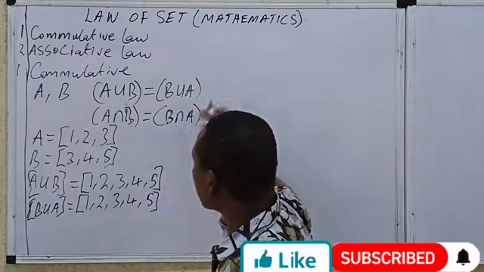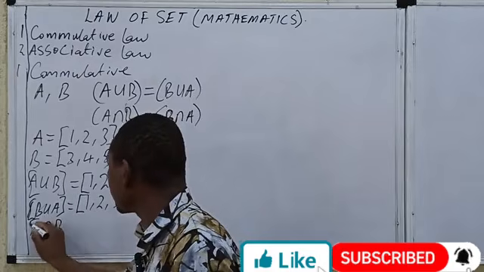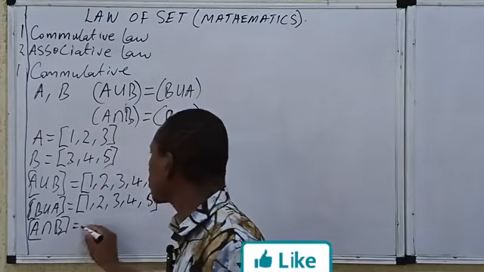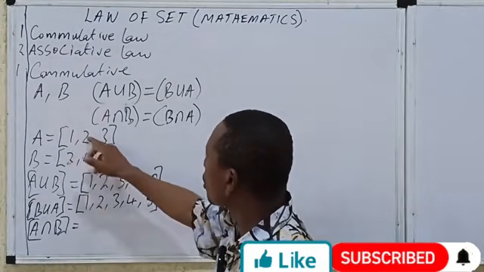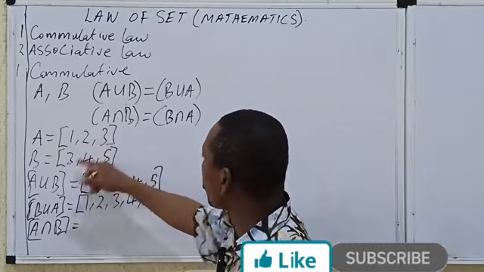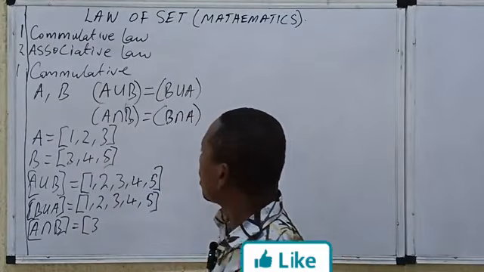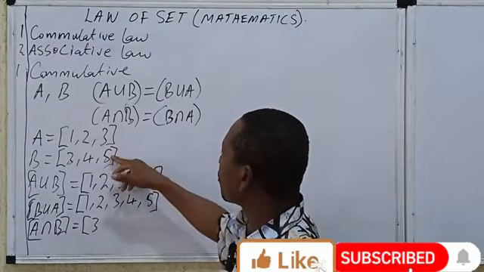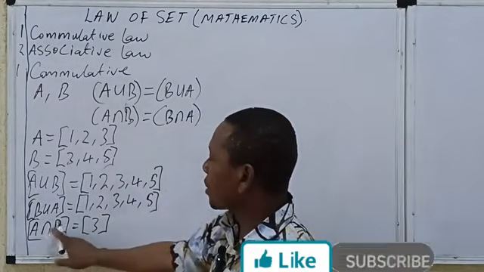So let's try for this. A intersection B. Intersection means what is common to both of them. Is 1 common to both of them? No. Is 2 common to both of them? No. Is 3 common to both of them? Yes, 3. Is 4 common to both of them? No. Is 5 common to both of them? No. So this is A intersection B.